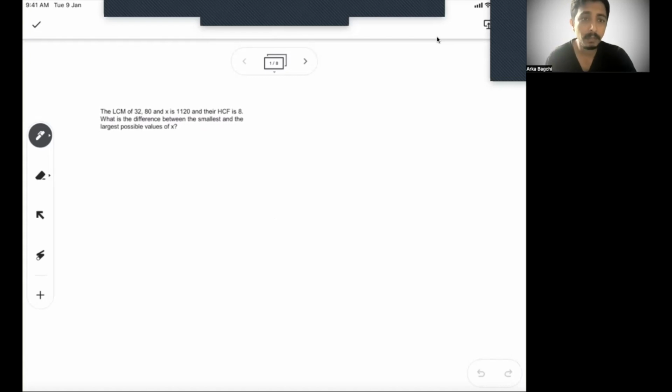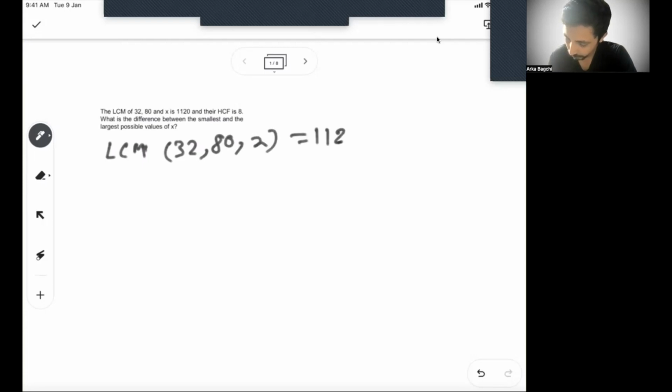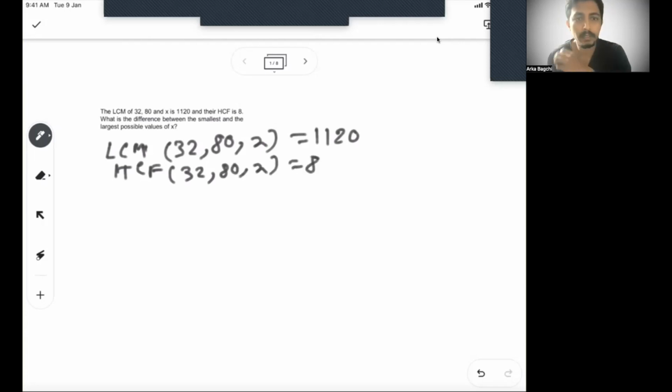The first problem for today says the LCM of 32, 80 and x is 1120, and their HCF is 8. So LCM of 32, 80 and x is 1120, and HCF of 32, 80 and x is equal to 8. What is the difference between the smallest and the largest value of x?